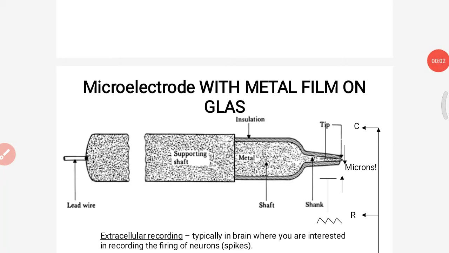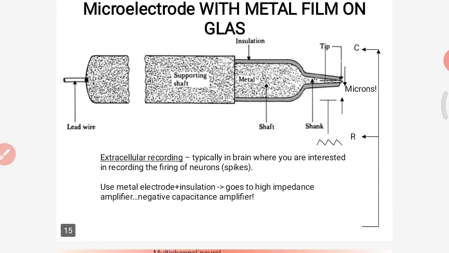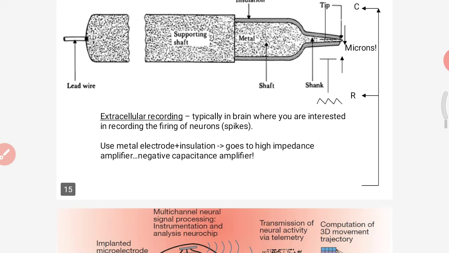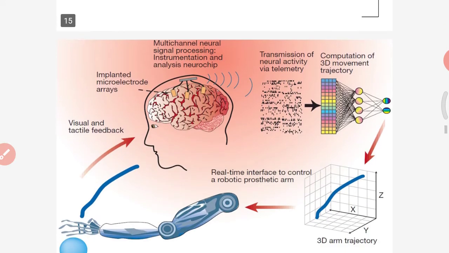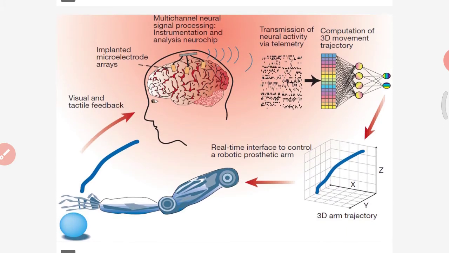The practical viewing of the microelectrode with a metal film on the glass. Now the tip of the microelectrode, so we can interface with this human being. So physiology. In this case, the tip of the microelectrode can be interfaced onto the multi-channel neural signal processing instrument and the analysis neurochip here, replacing the small yellow color on this human being brain scalp.